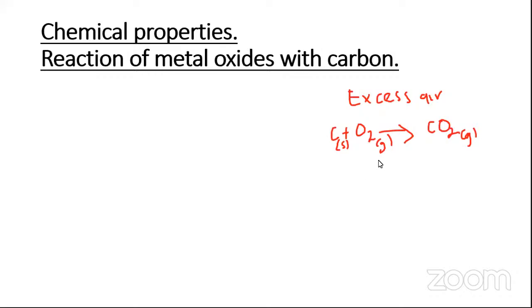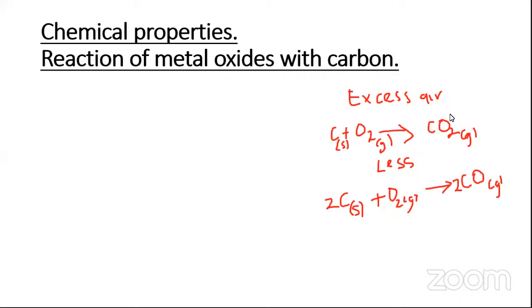Then we said when we have less air, that means we have less oxygen. We got carbon plus oxygen. This time it is less, and instead of getting carbon dioxide, this time we got carbon monoxide, which is also a gas. So here we put a 2, here we also put a 2. So basically that is what we looked at in the last lesson.